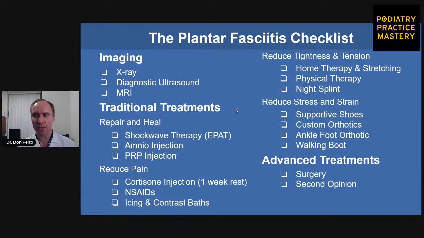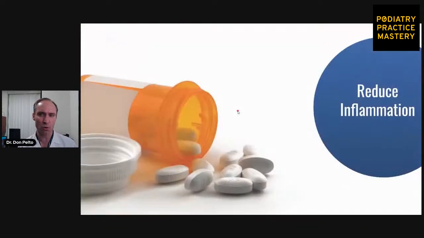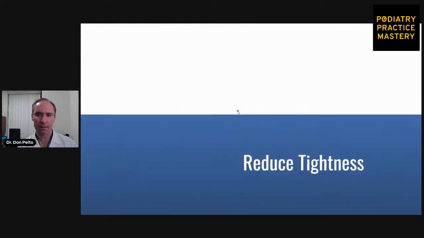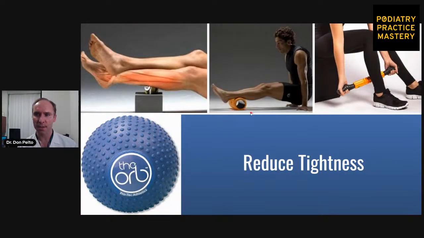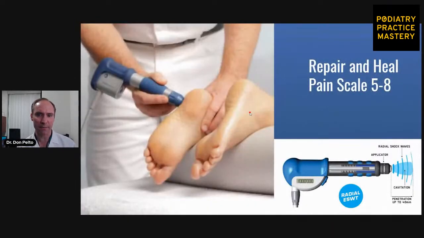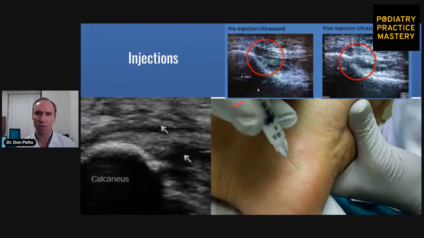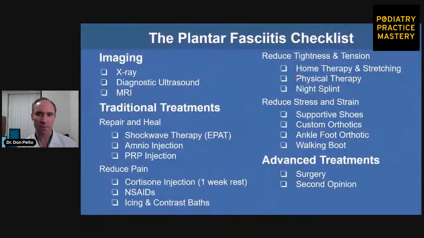I'm going to quickly go through these other ones. These are all included in the video where I talk about home treatments, icing, deep tissue massage, night splint, stuff like that. Doctor-specific treatments: I talk about shockwave, orthotics, Graston, a velocity brace, things that you all do, different types of injections, amnio injections, and then some of the advanced treatments. Then I have the checklist again.